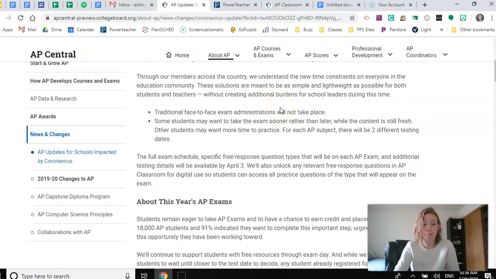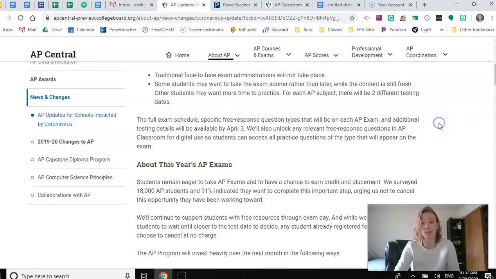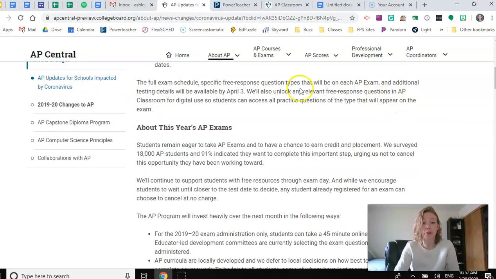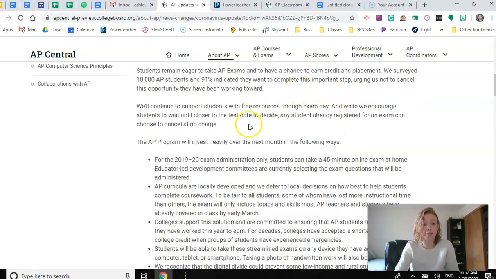So key points to take away: the full exam schedule and everything is going to be updated by April 3rd. So I don't have super specific information on that just yet. But that is one thing that's going to be coming soon. There are also going to be some extra features unlocked in AP Classroom that I will sift through and then push out to you. Key features that are highly impactful to you.